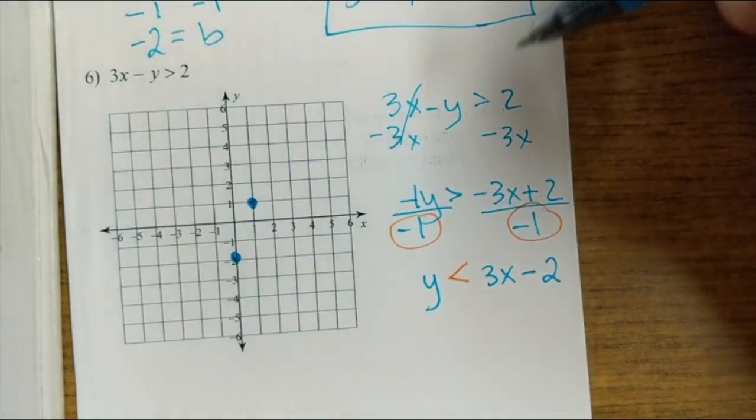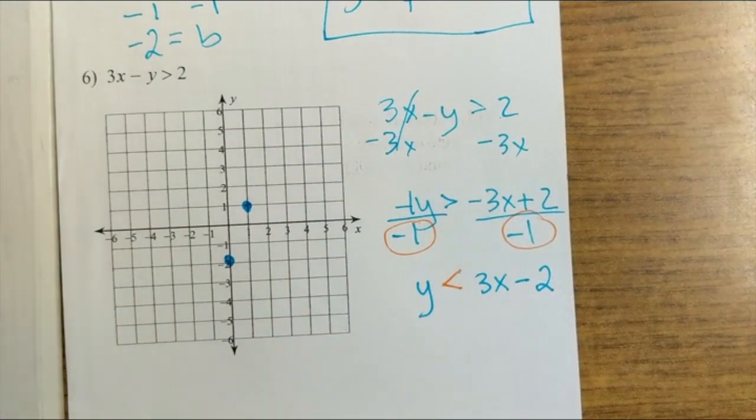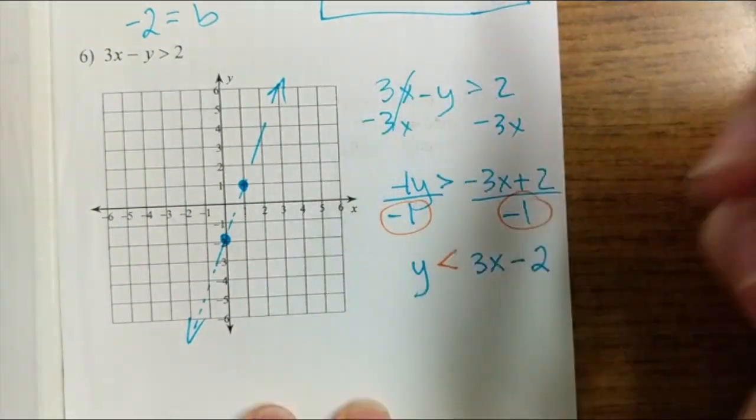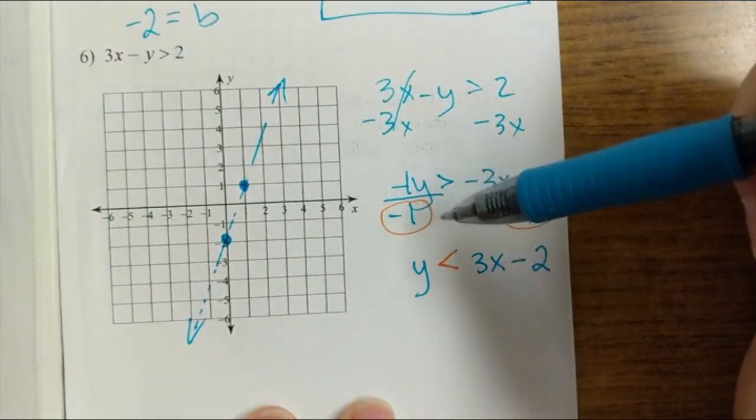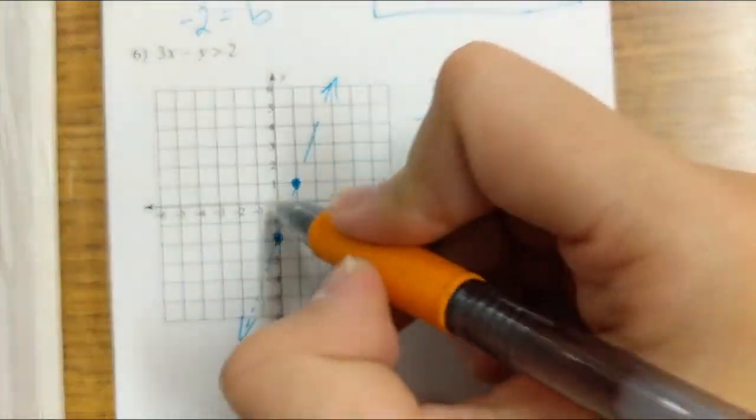Is this a dashed or a solid line? Because there's no line underneath, this is a dashed line. Don't forget to put arrows at the ends of your line. And then we're going to test to see where we should shade. I like to plug in the point 0, 0.